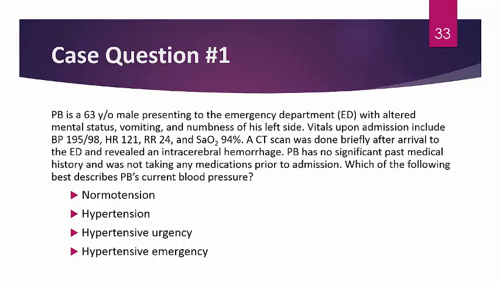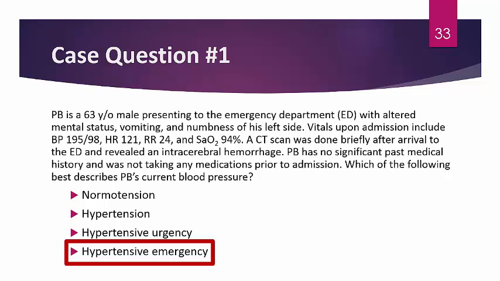Which of the following best describes PB's current blood pressure? The answer to this question is hypertensive emergency. And the reason that this answer is correct is that the patient's BP is greater than 180 systolic blood pressure. And though we didn't meet the diastolic blood pressure, remember that we only need one to meet definition for a hypertensive crisis.